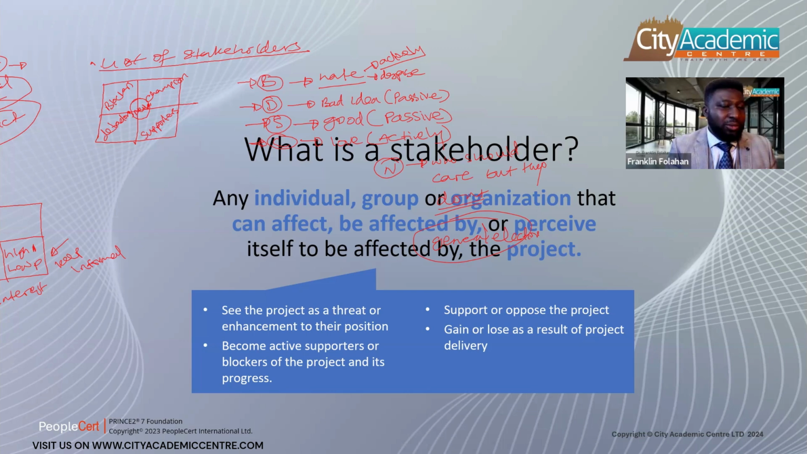If you have somebody who's got high power but low interest, such a person, you should make sure you keep satisfied. Because they do have the power to disrupt your project, should they wish to, but they just don't care enough about it. And if you have somebody who has high power and high interest, such a person, you should definitely closely engage.